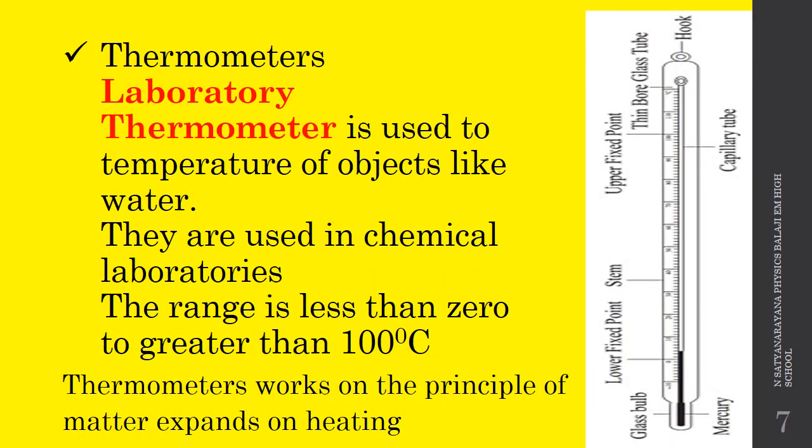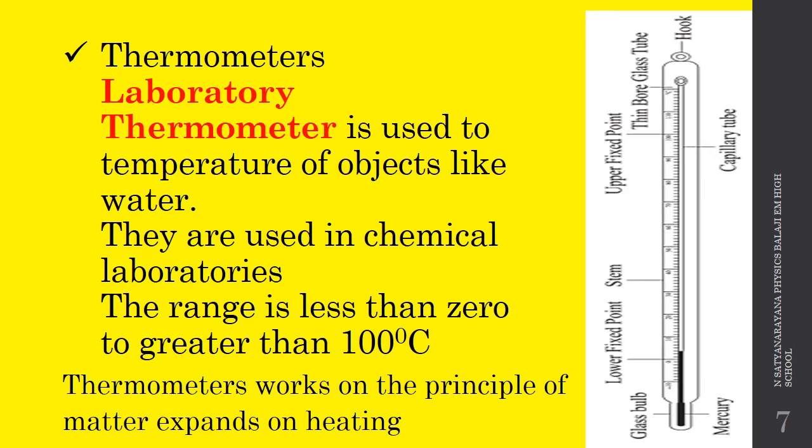Then there is another thermometer, that is the laboratory thermometer. Where is it used? It is used in chemical laboratories. The range will be below 0 and above 100, that means less than 0 or greater than 100, about -5 to 110 degrees. Understand? These laboratory thermometers are normally used in laboratories and industries, where the temperature of an object is measured.